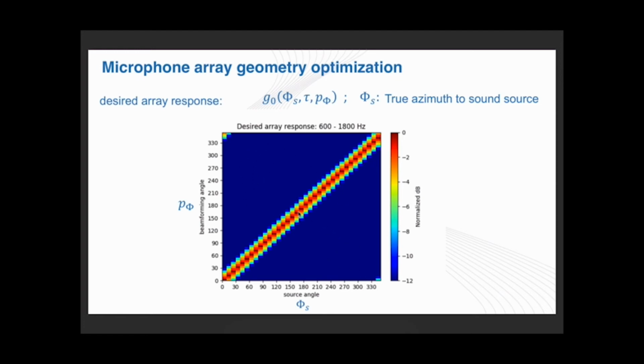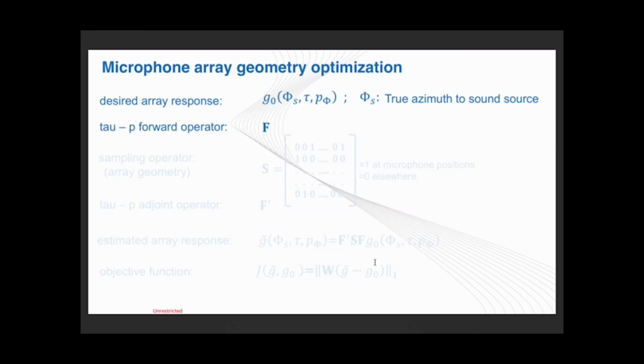We can specify this desired response any way we want, increasing or decreasing the magnitudes of the main lobe or the side lobes. The next element is the tau.p forward operator, which we've discussed. Then we have the sampling operator S, representing the array geometry.